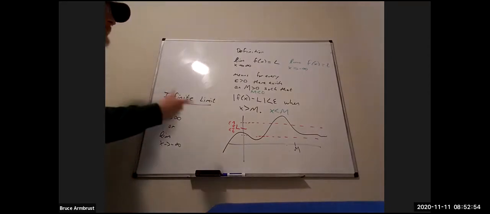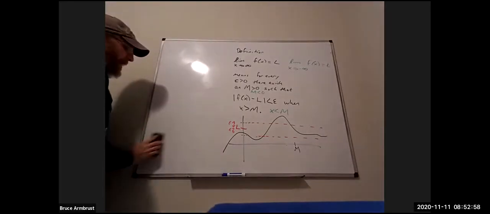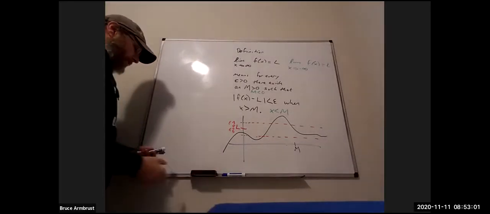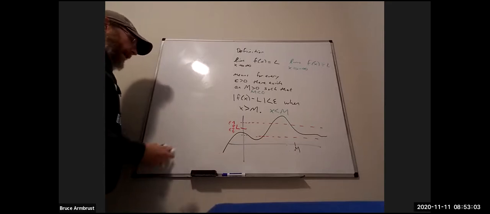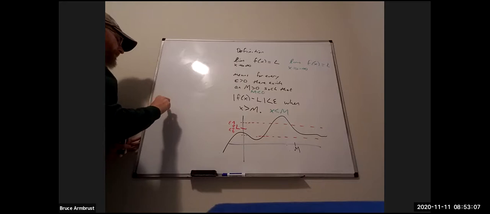All right, now when we have one of these things, this guy L, we actually call it a horizontal asymptote. So you already know about these.